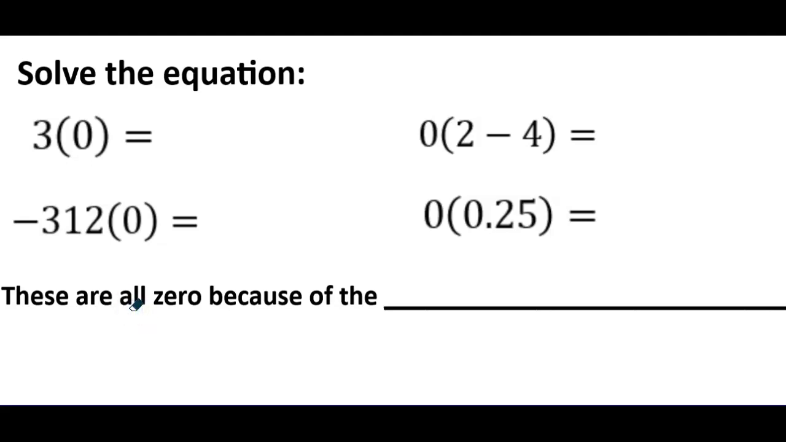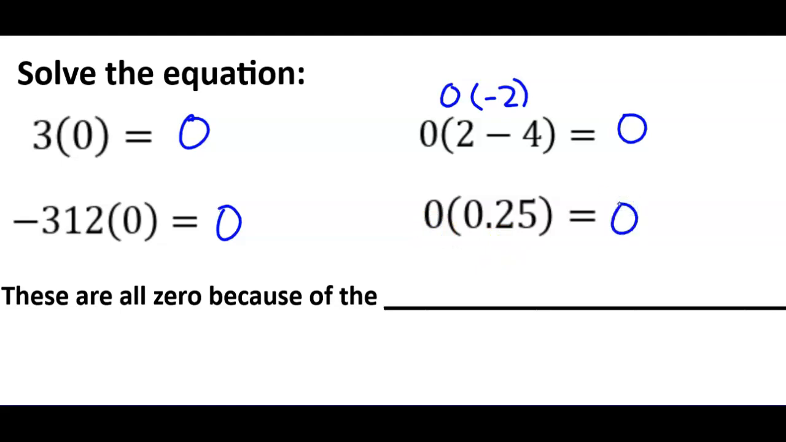So, 3 times 0 equals 0. 0 times 2 minus 4, let's see, 2 minus 4 is negative 2. So 0 times negative 2 is 0. Okay, negative 312 times 0 is 0. Does it matter where the 0 is, behind the number or in front of the number? No. Does it matter that there's a problem inside it? We need to do that first because of order of operations, but still 0, right? So 0 times this is 0.